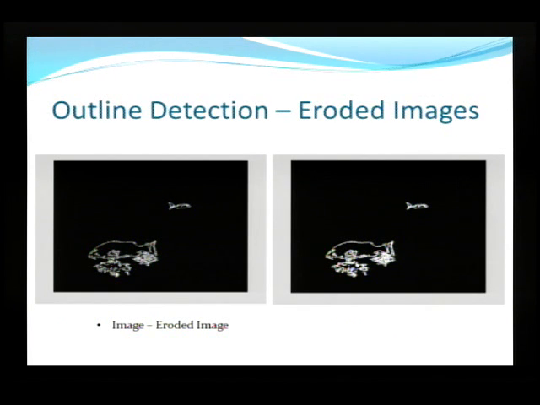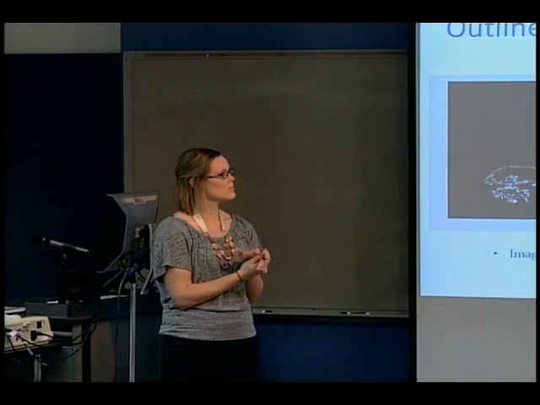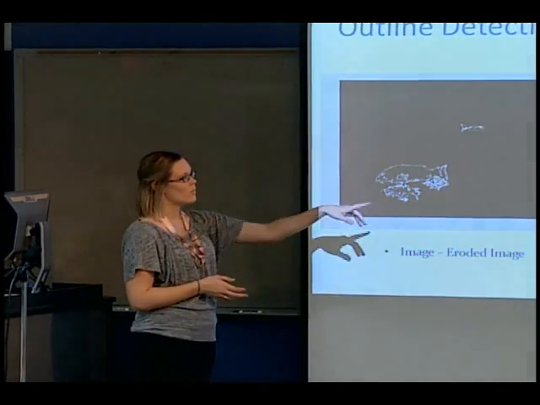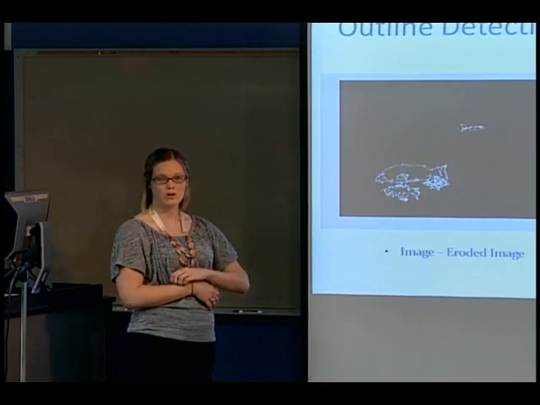If you use outline detection based on the eroded image, if you take the original image minus the eroded image, you can get outlines. You see this outline is kind of broken up, but the one over there is pretty well defined. It has a thicker border.